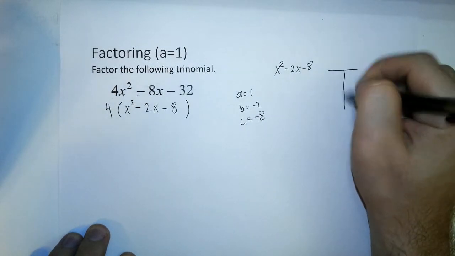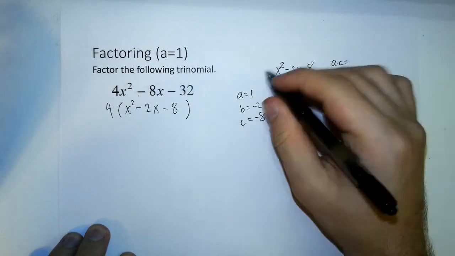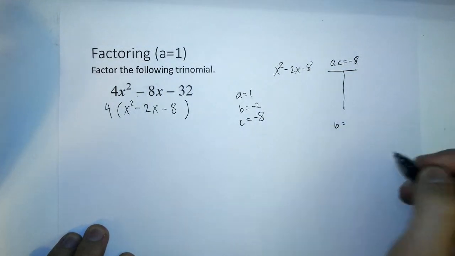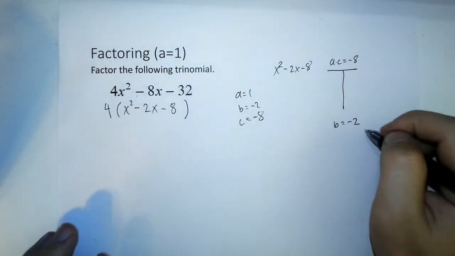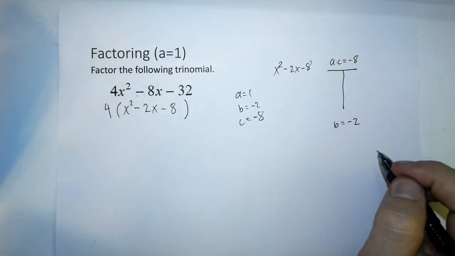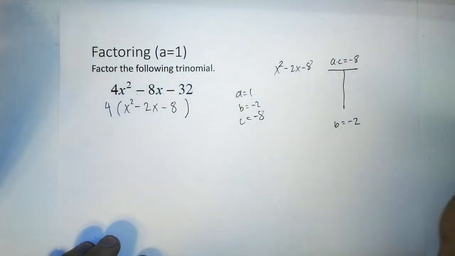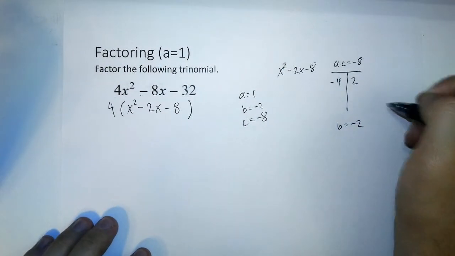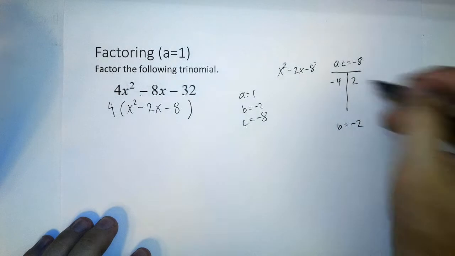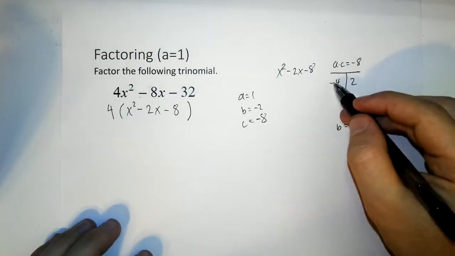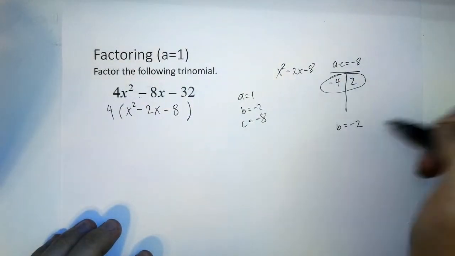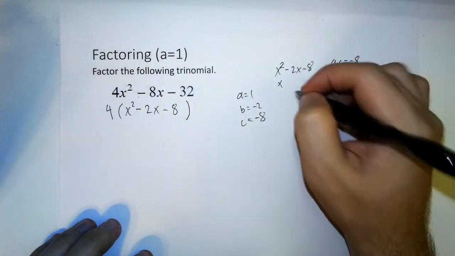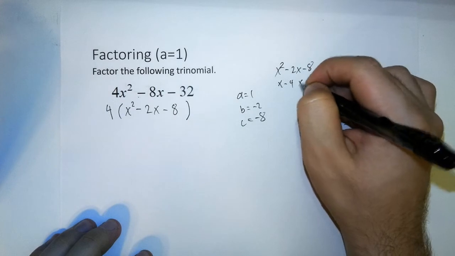So again, a times c is going to be equal to negative 8, and we want factors that add to b, which is negative 2. How do we do that? Well, we list all the factors of negative 8. So we have negative 4 times 2. Notice those are the first two I put down, and it turns out that they work. Negative 4 plus 2 does equal negative 2. So we can factor this into x minus 4 and x plus 2.